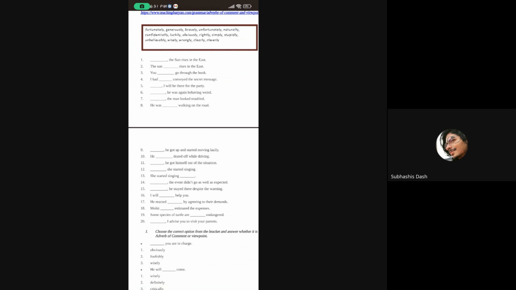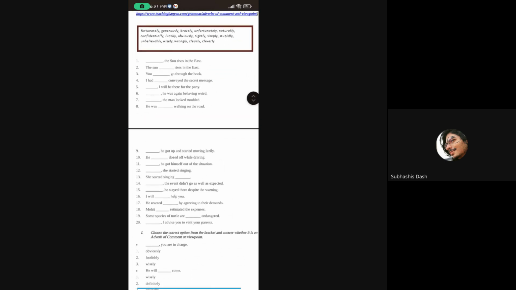In comment adverbs, you are presenting your own opinion of something. Correct, that's right. So how is it different from viewpoint? You are saying something from your own perspective or some other's perspective. Right. So viewpoint is mostly, like the word you used, perspective, and that's right. So when you say perspective, it is not a personal thing, right?